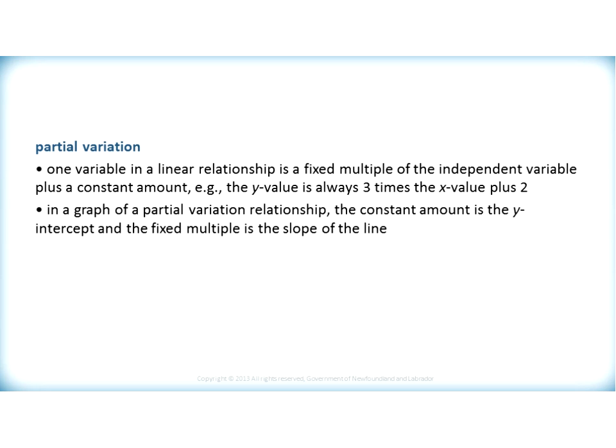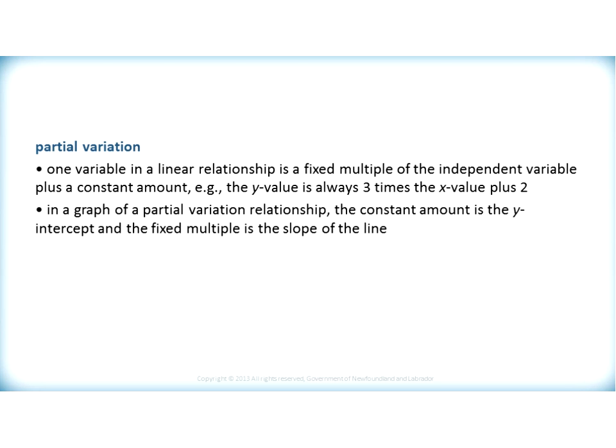So what's the difference between a direct and a partial variation? In a partial variation, one variable in a linear relationship is a fixed multiple of the independent variable plus a constant amount. For example, the y value is always 3 times the x value plus 2 more. In a graph of a partial variation relationship, the constant amount is the y-intercept, and the fixed multiple is the slope of the line. So the slope of the line is the fixed multiple, and the y-intercept in this case is not going to be 0.